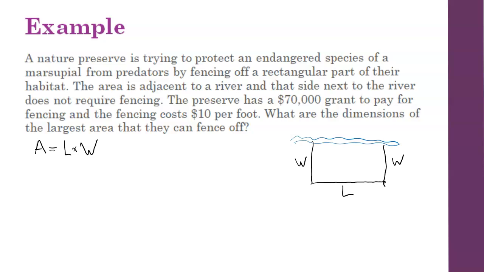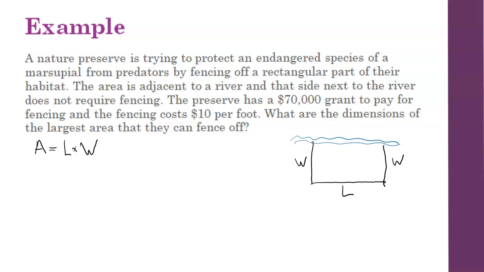So there are a couple of things I need to do. I need to somehow try to eliminate one of these variables, and we do that by finding one in terms of the other when possible. And also make sure that we account for how much money we have. Right? Both of those kind of go hand in hand. So I'll start with our constraint in this case, which is the $70,000.